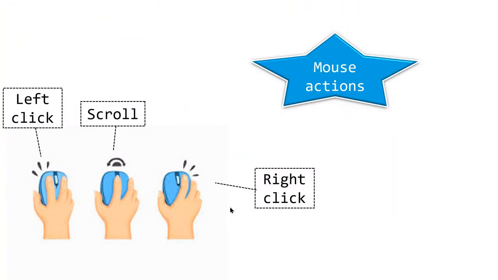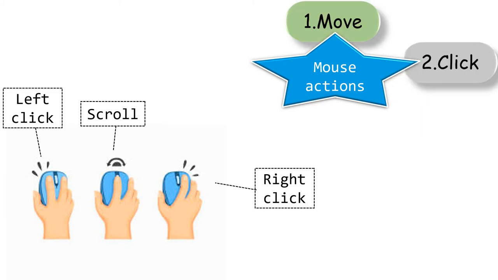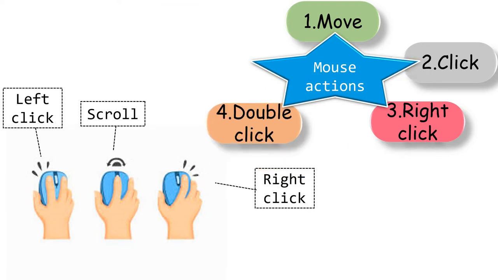Mouse is an input device which plays a prominent role in a graphical user interface. It usually has 3 buttons: a left button, right button, and a scroll wheel. With a mouse, you can do 5 actions. Move, click, right click, double click, click and drag.